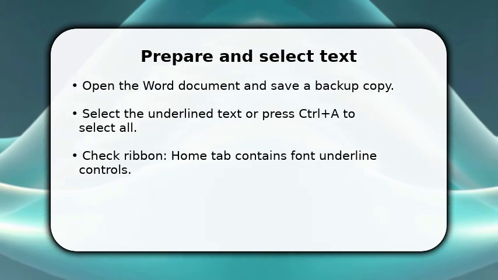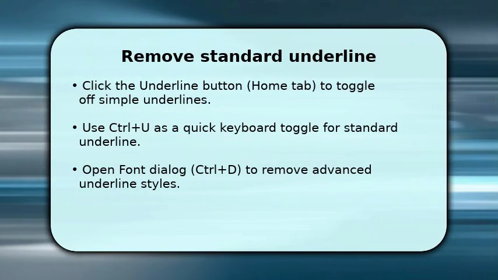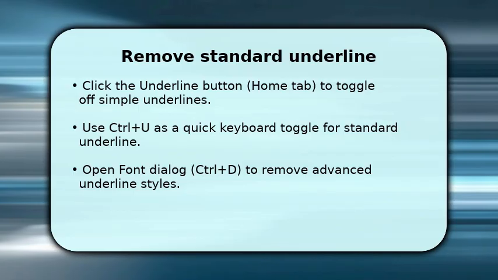You can remove a simple underline by clicking the Underline button on the Home ribbon. It toggles off immediately, which is why selecting first matters. For speed, press Ctrl+U to toggle the underline state.